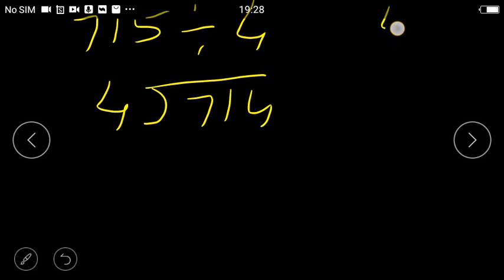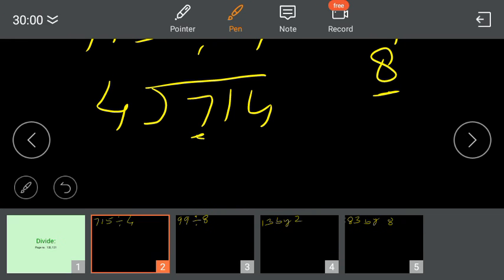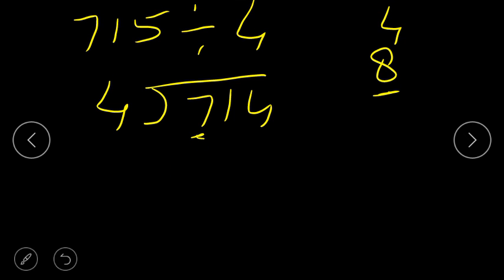4 ones are 4, 4 twos are 8. Now here we find that when we multiply 4 two times, we get 8, which is more than this 7, which is in the hundreds place. This is the hundreds place, no? This is ones, tens, hundreds. So 7 is in the hundreds place, and this number 8 is more than this 7. So you have to go one time only. So 4 ones, only 4 ones you have to write. That is 4 ones is 4.